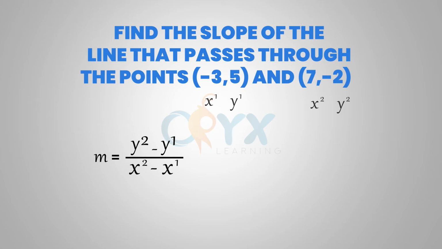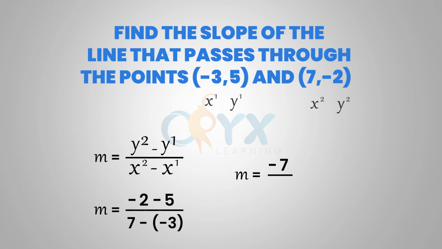Substituting in the values for x1, y1 and x2, y2, I will get -2 minus 5 divided by 7 minus a -3. Well, -2 minus 5 is -7. 7 minus a -3 is the same as 7 plus 3, which is 10. So our slope is -7 over 10.